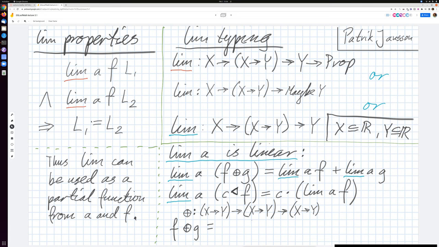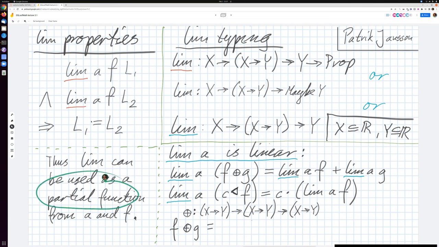Okay, so that was the first part of this slide. And then we have the typing part up on the right. I've written lim three times with different types, and to separate them, I've underlined two of them with a color. The first, lim red, is the one we've been looking at on the previous slide. It takes an x, a function x to y, and a y, and becomes a proposition, something which can be true or false. And that's also the way I've used it here. But I now want to move towards using it as a partial function. And that's the lim in the middle here.